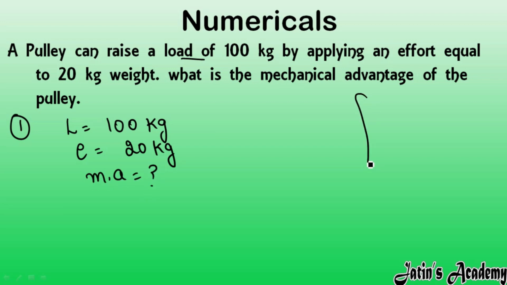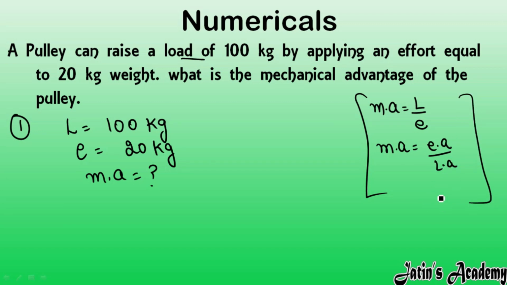I will tell you the formula one more time, the formula for the mechanical advantage. The mechanical advantage formula is load over effort, or the other formula is effort arm over load arm. If in any numerical we have effort arm or load arm, we will use this formula. Otherwise, if we have load and effort, we will use the first formula. Fine. So see the formula carefully.